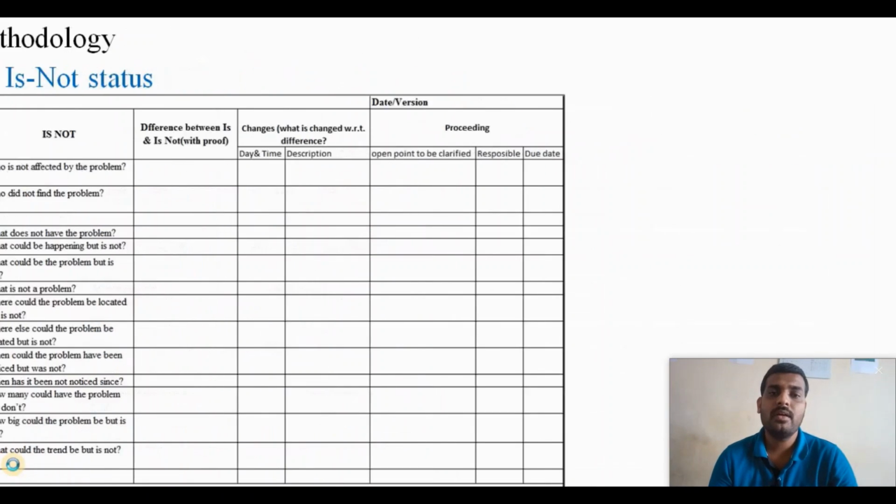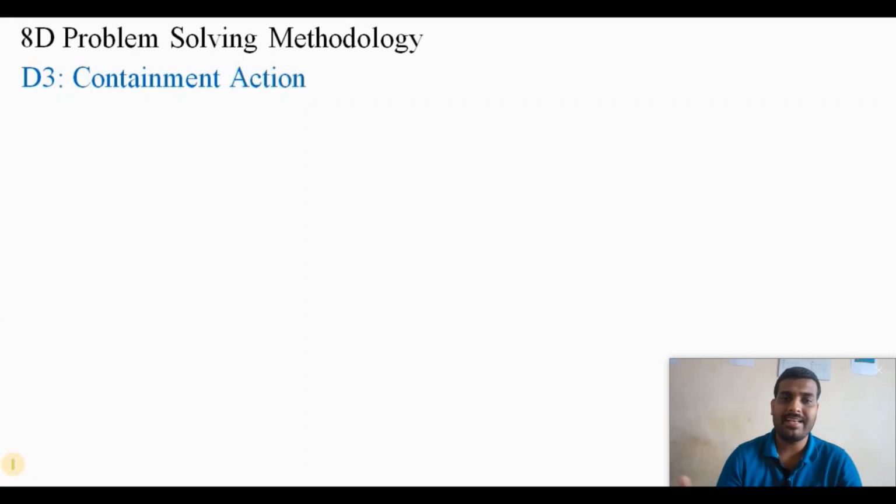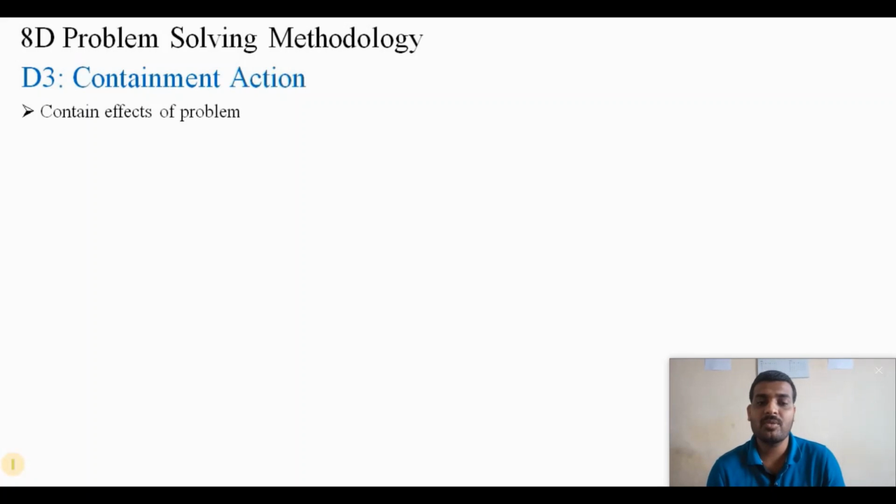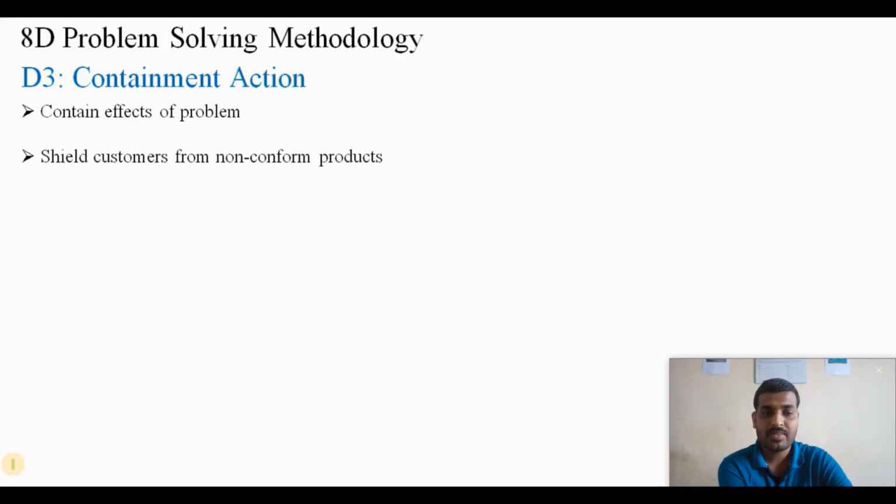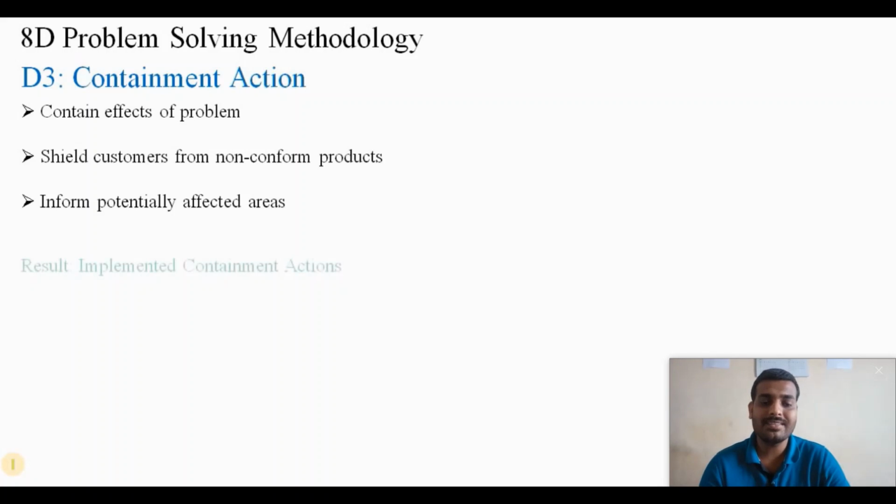Now we will move to the D3 phase, that is containment action. Directly after a problem becomes known, containment action must be implemented in order to contain the effect of the problem, with the objective that the customer does not get or receive any non-conforming products. Then you have to inform all the potentially affected areas to apply the containment action. So this D3 phase will result in implemented containment actions.